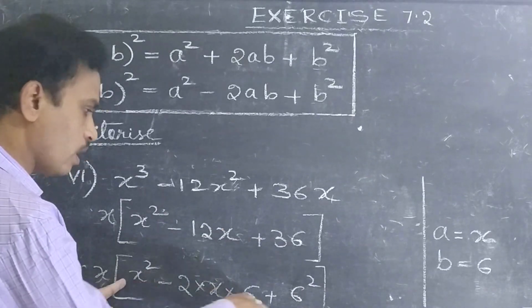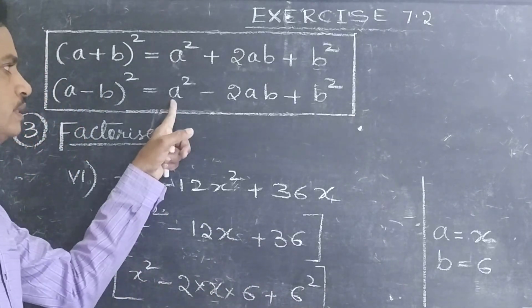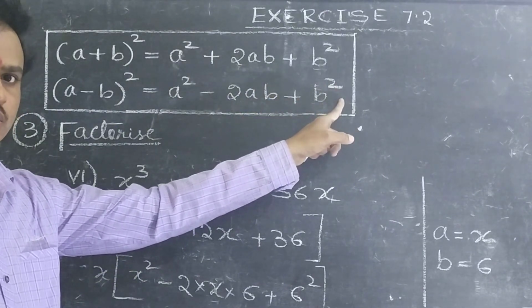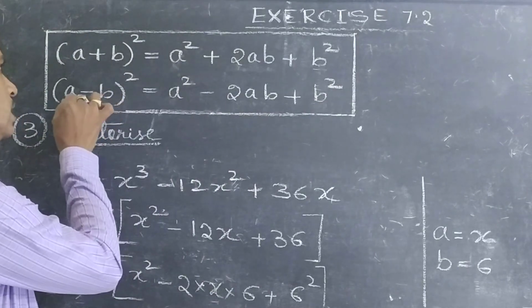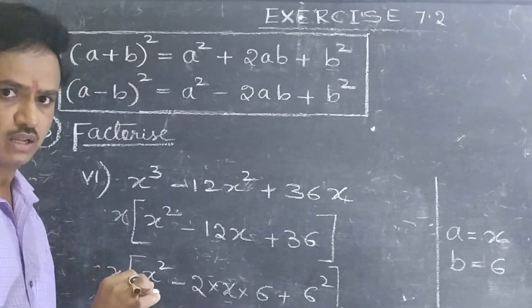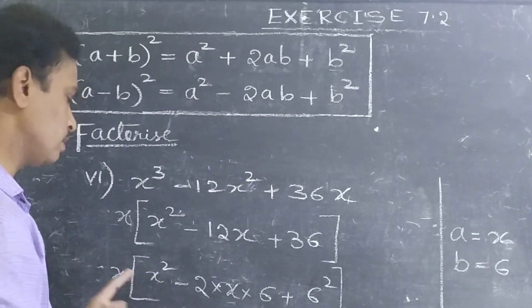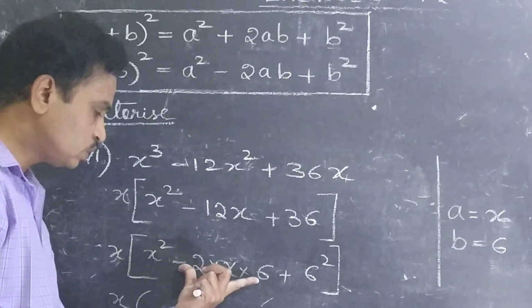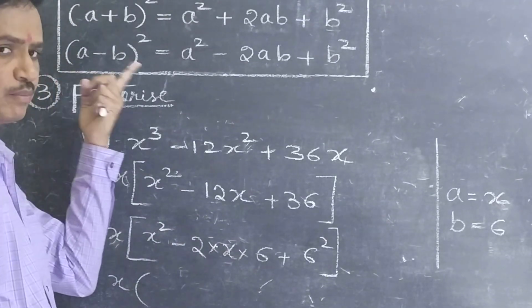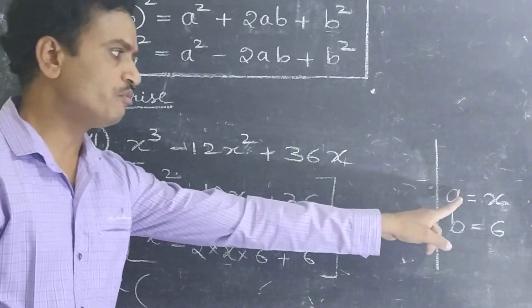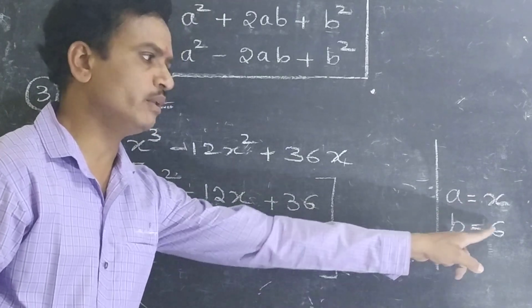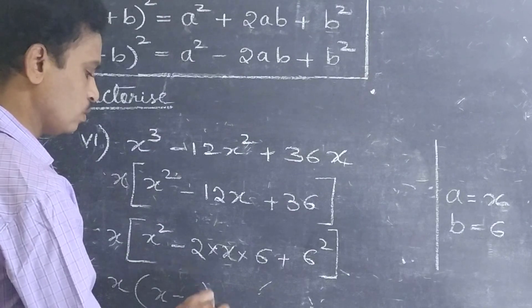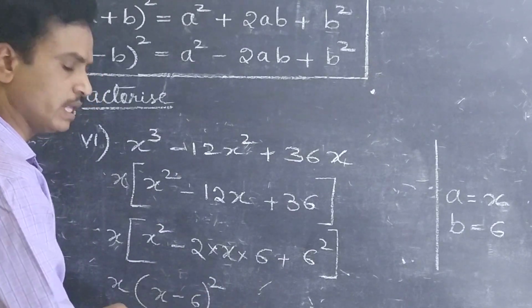Now this part is in the form a square minus 2ab plus b square. Now this is equal to a minus b the whole square. This x you should write as it is. Now how to write this in the form a minus b the whole square? The a value is x, the b value is 6. So we write x minus 6 whole square. So this is the result.